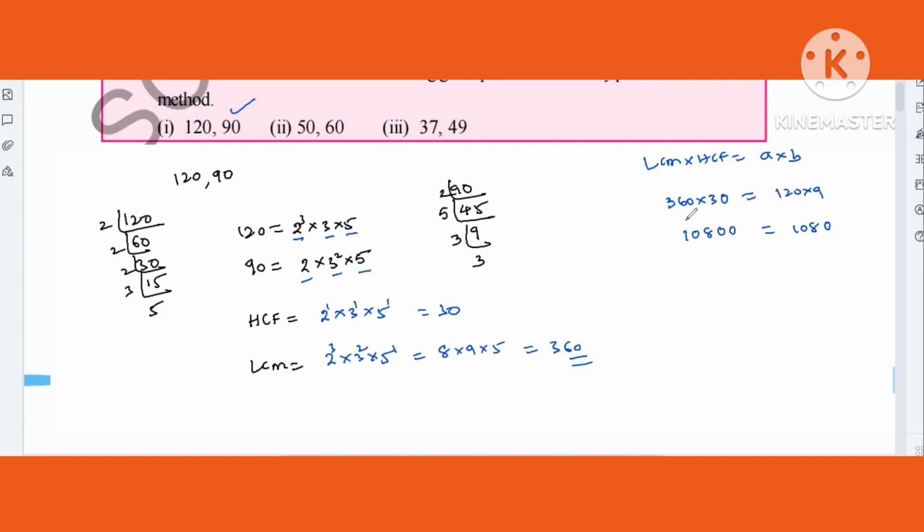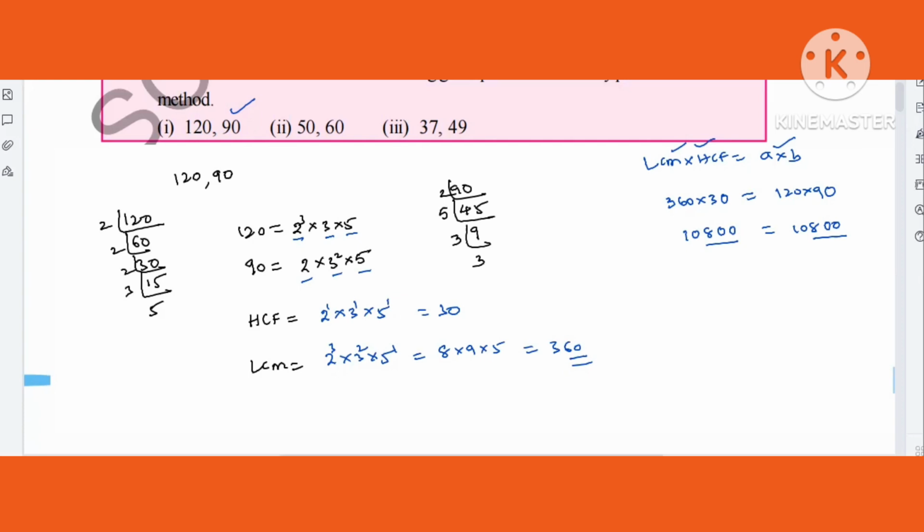36 3s are 108. 12 9s are 108 and 0. I think I have written it. Write 90. So that is 10,800. So the product of LCM and HCF is equal to the product of the numbers. So you can check like that. Okay, no need for checking if you are doing it correctly.